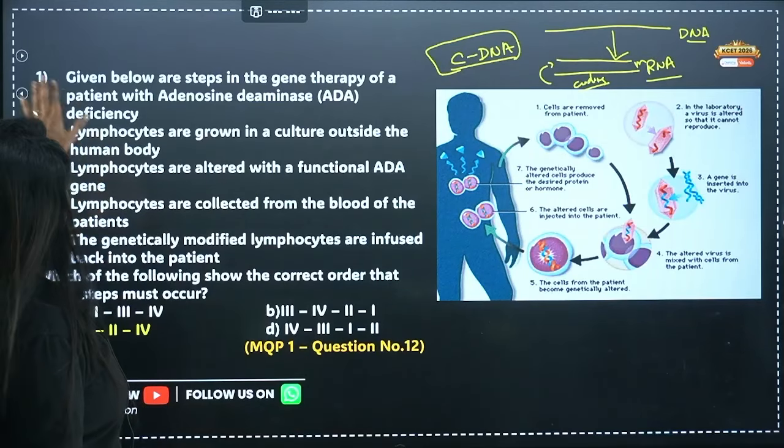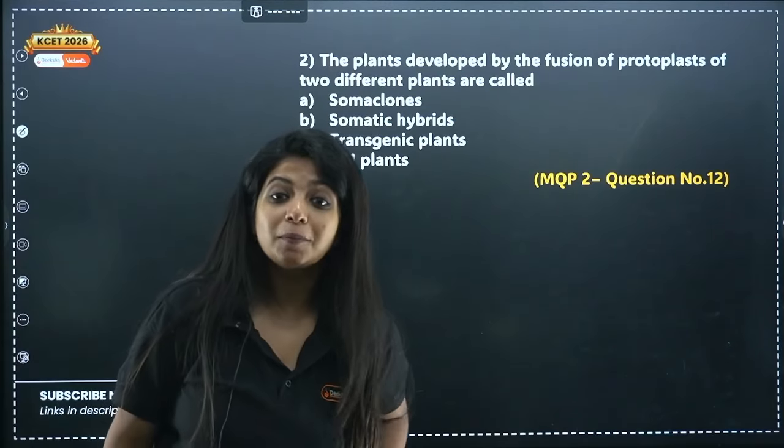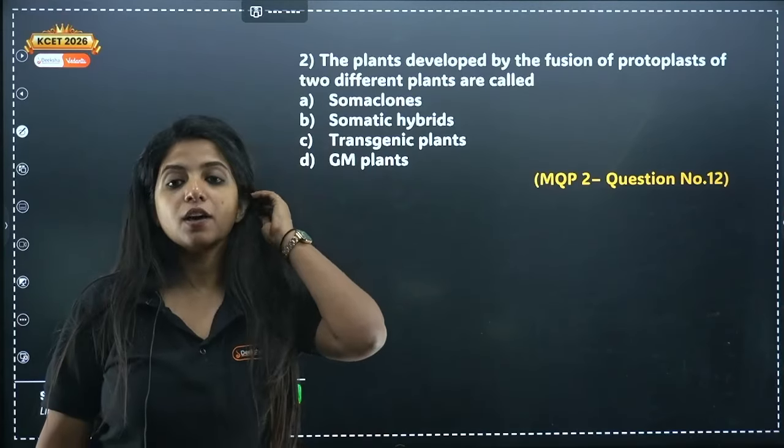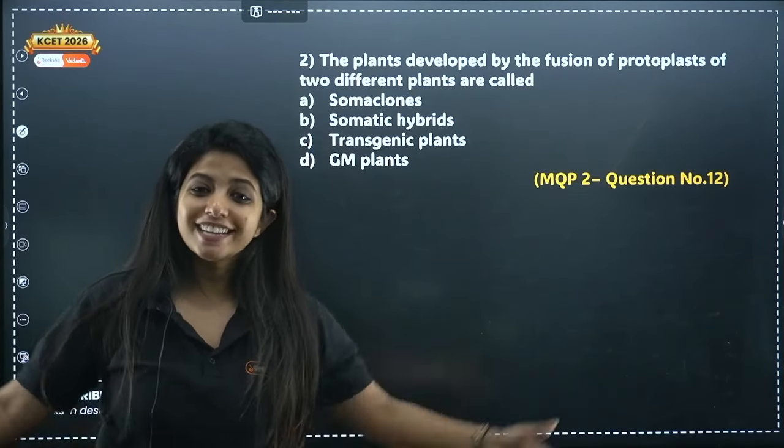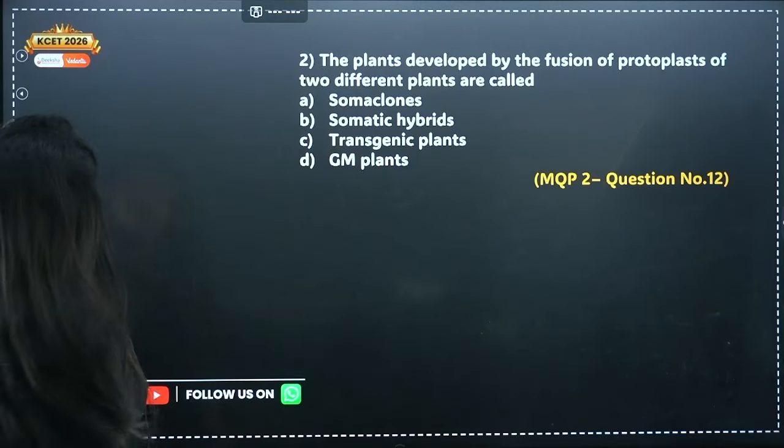So this is gene therapy. This was done in a 4-year-old patient, my dear children, who had a deficiency with adenosine deaminase. And you know what? She is still there. Go check it out when you are free, not now.